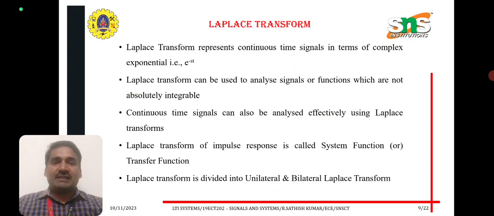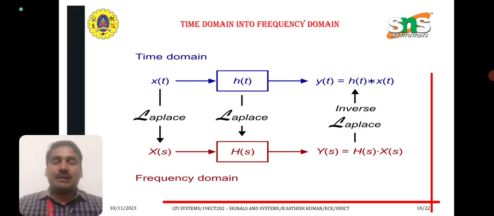Next one is Laplace transform. It represents the continuous time signal in terms of the complex exponential e power minus st. Laplace transform can be used to analyze signals which are not absolutely integrable. Continuous time signals can also be analyzed effectively by using Laplace transform. Laplace transform of impulse response is called the system function or transfer function. Laplace transform is divided into unilateral Laplace transform and bilateral Laplace transform.